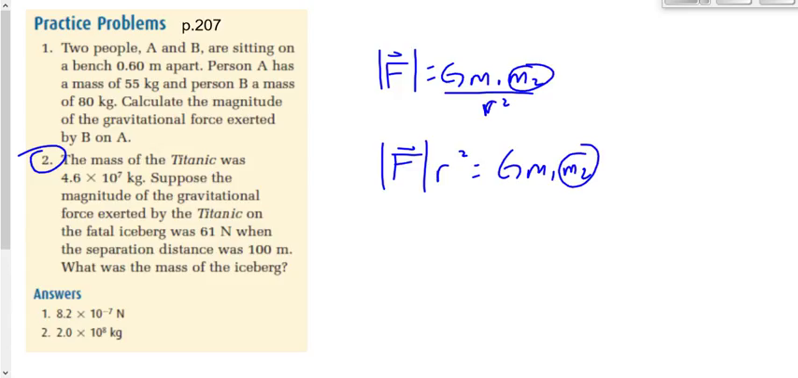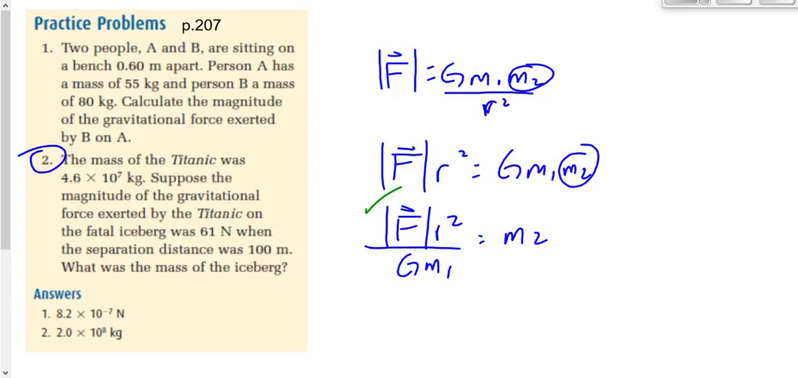Still solving for m2. How are we going to get rid of the G and the m1? What are we going to do? We're multiplying m2 by G and m1, so we're going to divide both sides by that to get the value of m2. F times r squared over G times m1 equals m2. Now, we sub our numbers in here, right? We have all these values. This becomes pretty straightforward now.